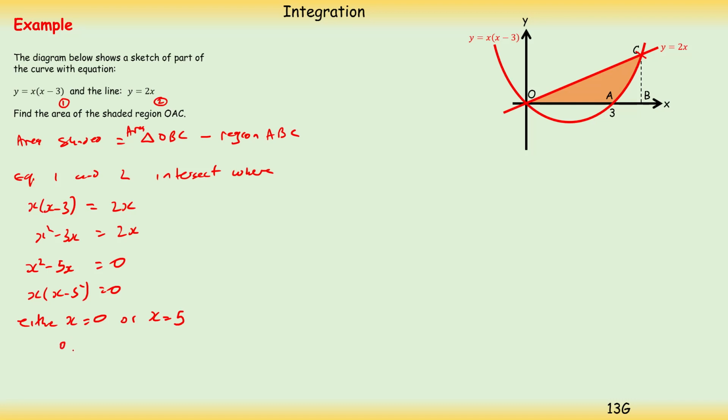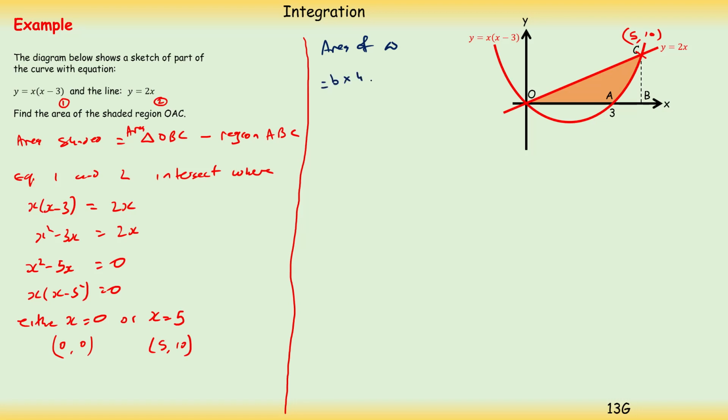Okay, so we know that's 0, 0. When x equals 5, you know y equals 2x, so y is going to be equal to 10. So we've got coordinates 5 and 10 for C. Put that in our diagram. Right. So let's find the area of the triangle in the first instance. Now, area of a triangle is base times height over 2, which is equal to the base, well, that's 5 there, times the perpendicular height, which is 10, divided by 2, which leaves us with 25 square units.